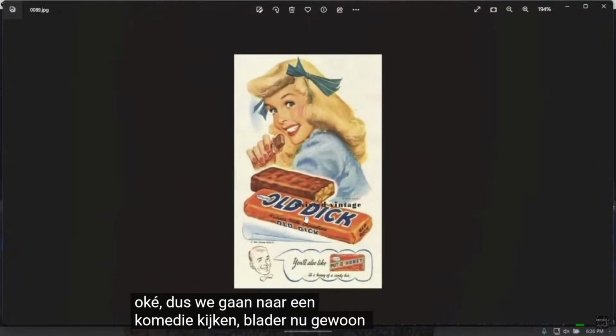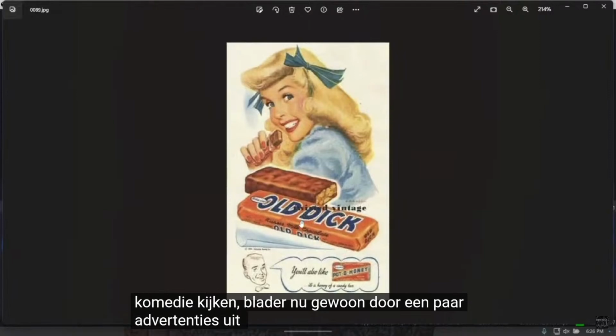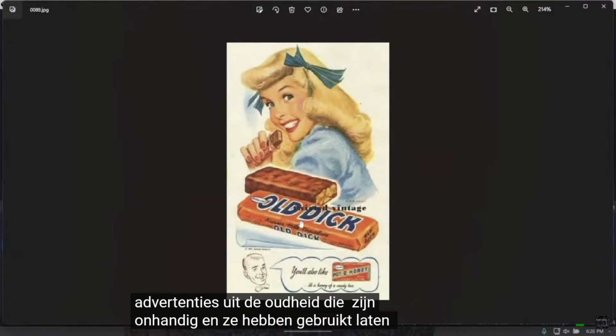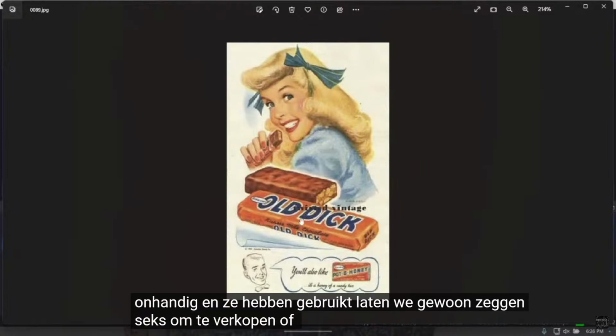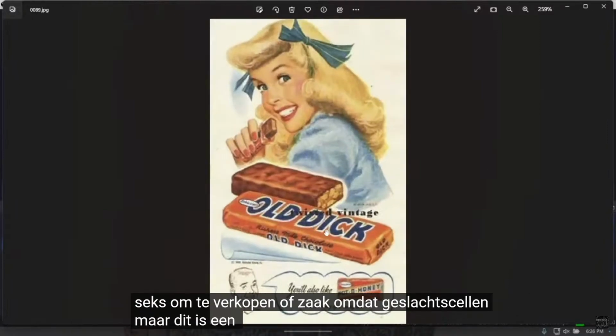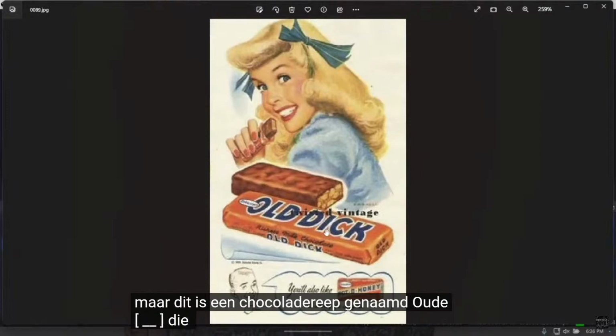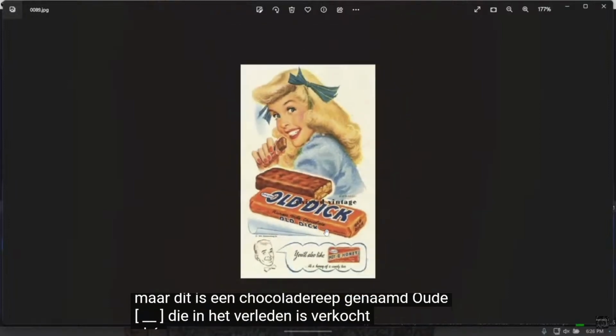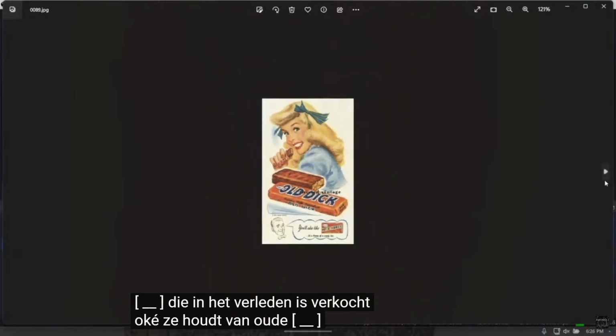Just whip through a few adverts from antiquity which are awkward, and they've used, let's just say, sex to sell. Okay, because sex sells. But this is a chocolate bar called Old Dick that was sold in the past. Okay, she likes Old Dick.